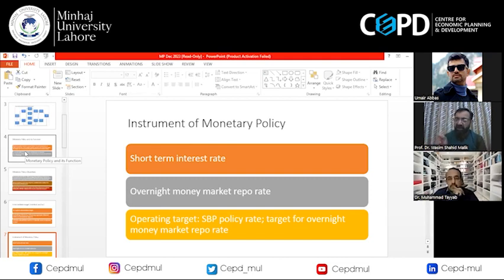And then an operating target is set for this overnight money market repo rate, which is called the SBP policy rate. So the SBP policy rate is not directly an interest rate which is paid on some instrument. Rather, it is an operating target for another interest rate, which is the overnight money market repo rate. That is called the SBP policy rate.